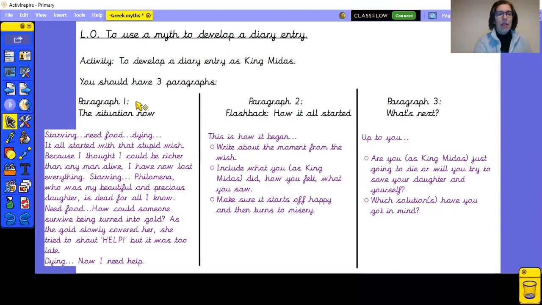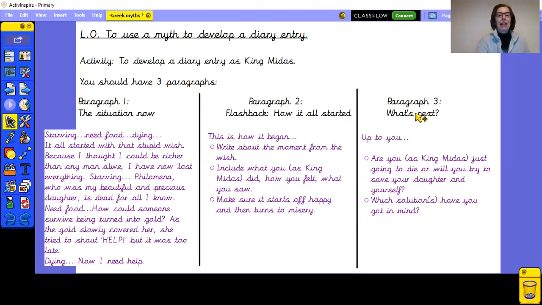I suggest paragraph 1 is the situation now. Basically, when King Midas realizes that having everything turning into gold is probably not the best idea. Paragraph 2, a bit of a flashback. How did it start? How did this mess start? And paragraph 3, what's next? So is there any solution that can help King Midas?